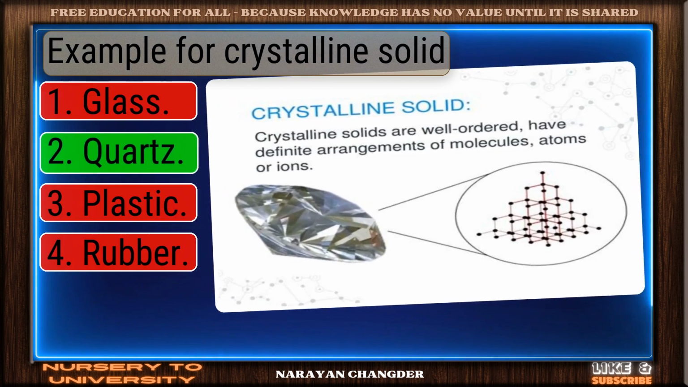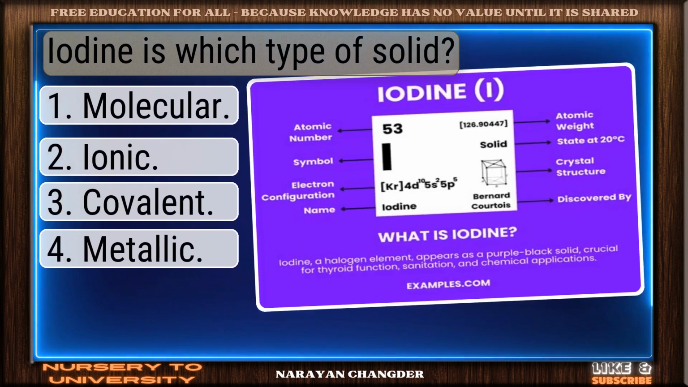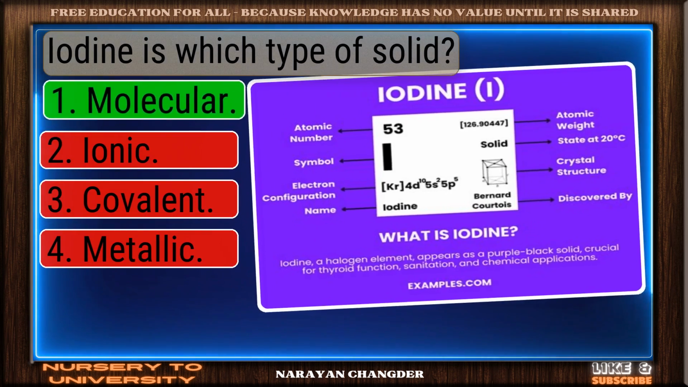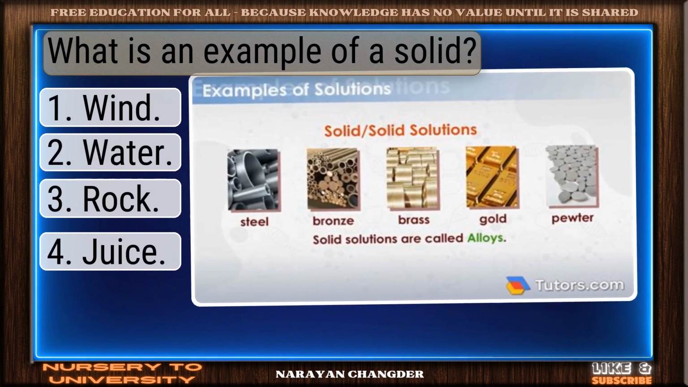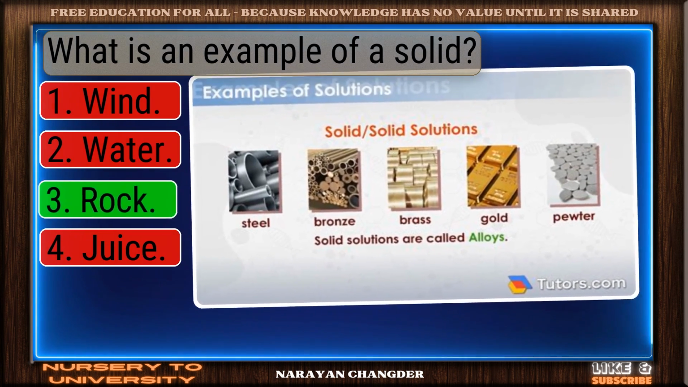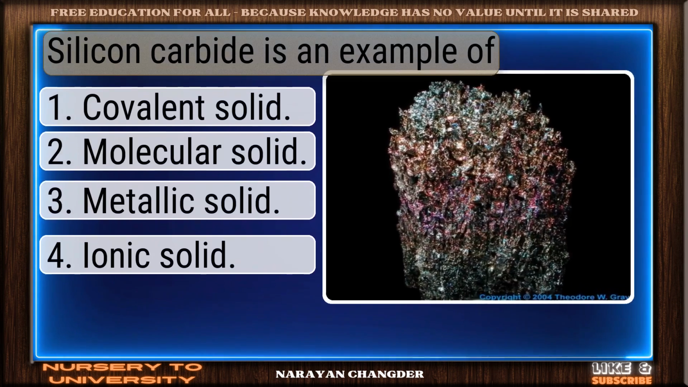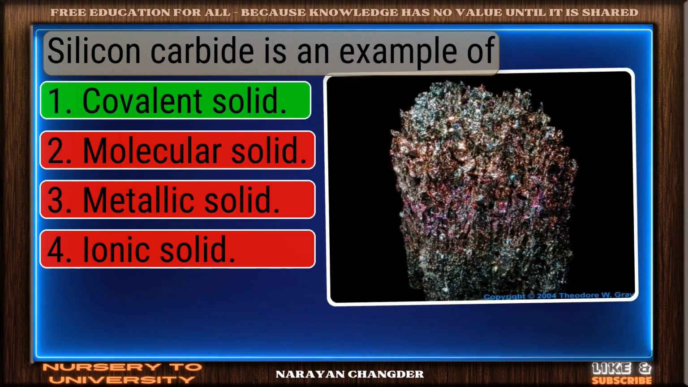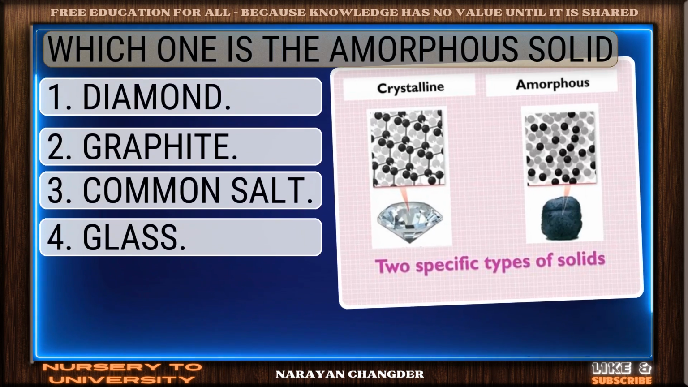Smart thinking, quartz. Iodine is which type of solid? Nice work, molecular. What is an example of a solid? Correct response, rock. Silicon carbide is an example of. Yes, covalent solid is right. Which one is the amorphous solid?